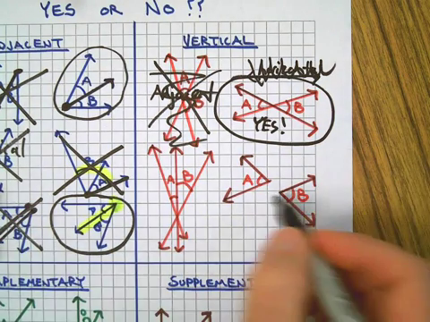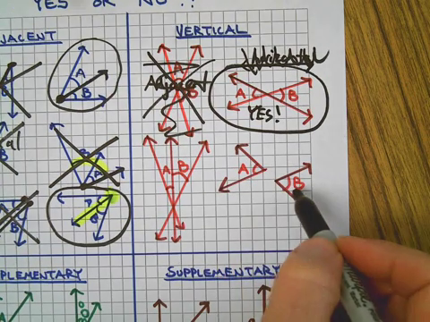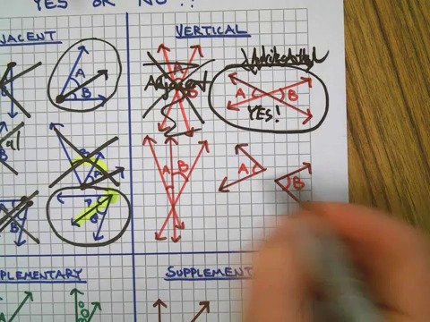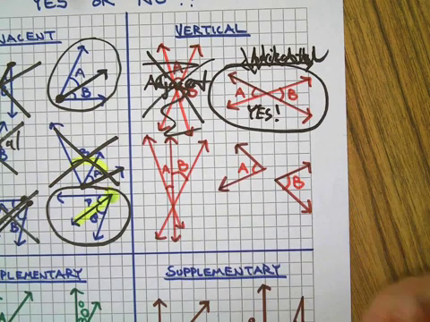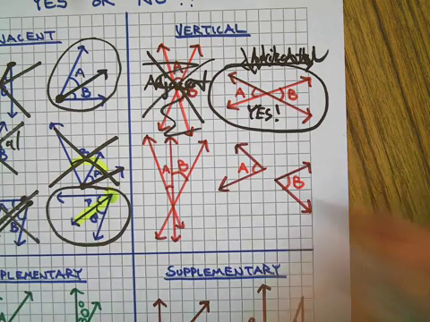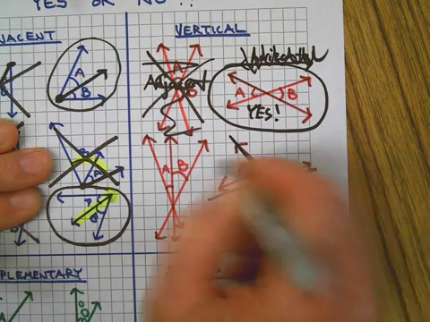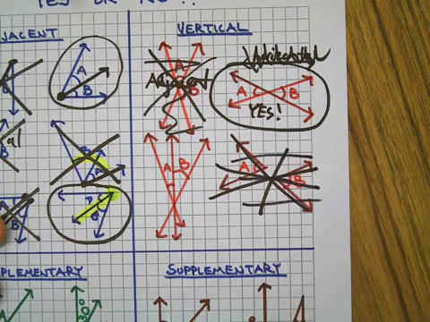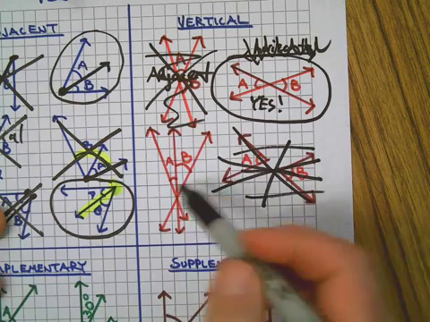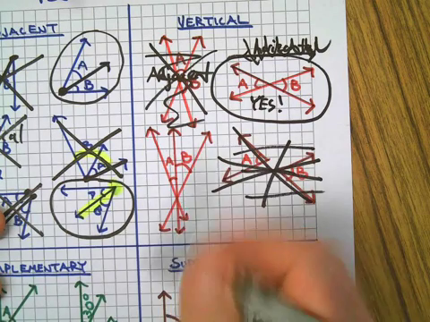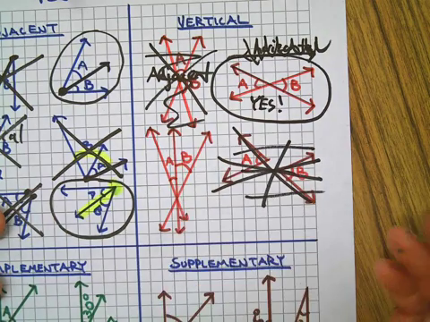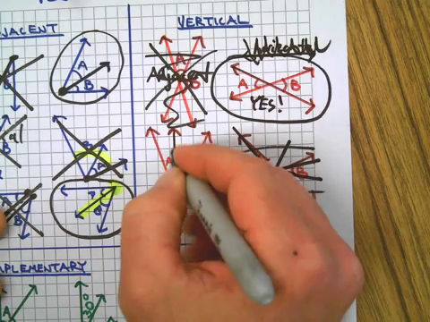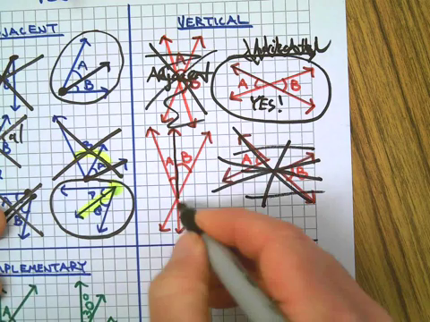Okay? What about this? Angle A, angle B. Well, they're opposite of each other. They look like they're equal. We don't know, though. We didn't measure them. No. We have to have intersecting lines. That's no, no, no, no, no. Okay, what about this one? We've got intersecting lines, angle A and angle B. They're on opposite sides of this vertical line.